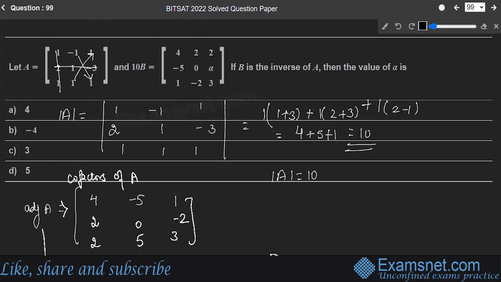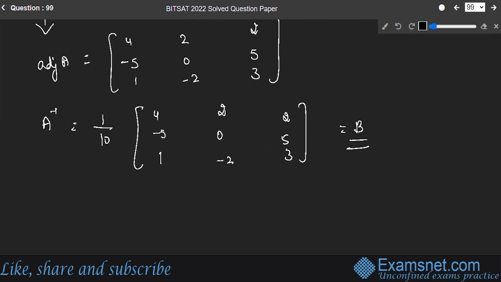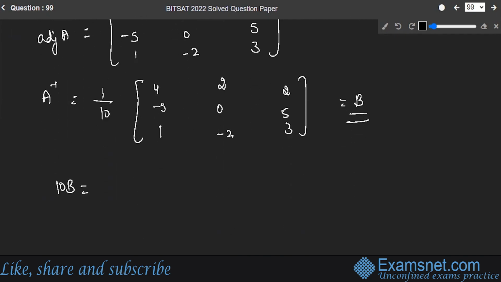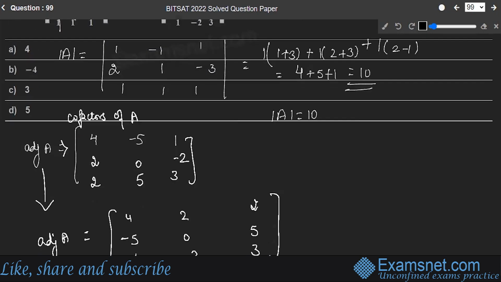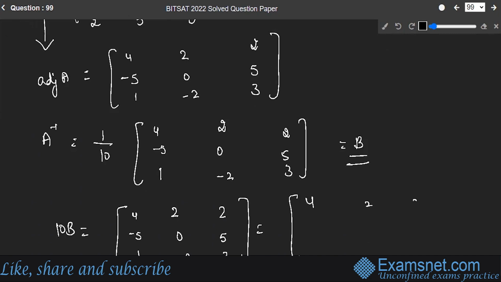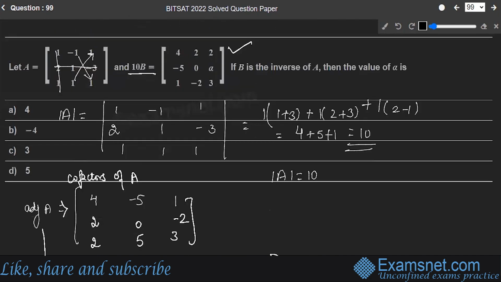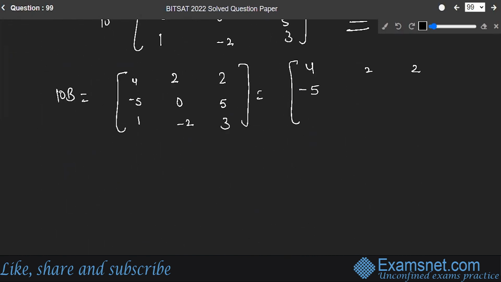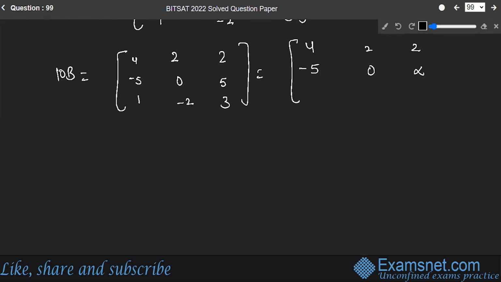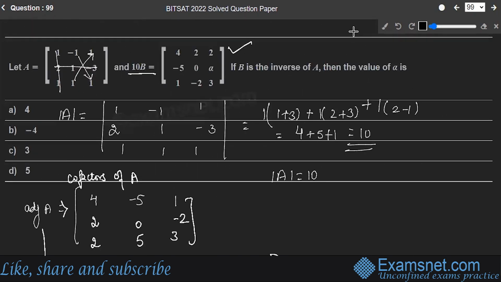Now in the question B is given to you. 10B is equal to this. Or you can say 10B from here is equal to 4, minus 5, 1, 2, 0, minus 2, 2, 5, and 3. You are given in the question that 10B is equal to 4, 2, 2, then you have 5, minus 5, 0, alpha. Okay, so clearly you have alpha as 5 over here. That makes option D the right answer.